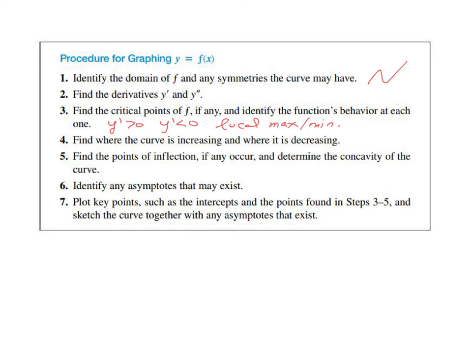Points of inflection occur where your second derivative is equal to 0. You would have concave up if your second derivative is positive. You would have concave down where your second derivative is negative. Don't forget that you also know asymptotes of curves from pre-calculus. You know how to find horizontal asymptotes and vertical asymptotes as well. After you've plugged in all of these key things, you can plot them on the graph and connect just like we just did.